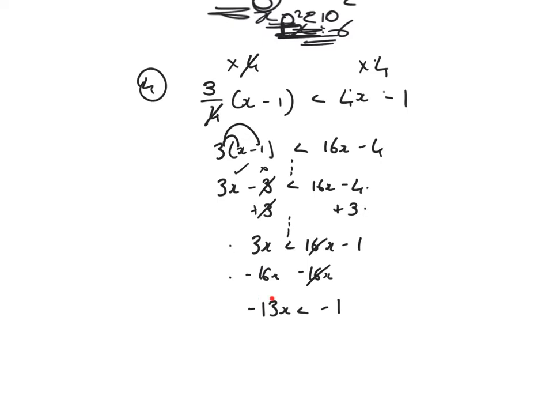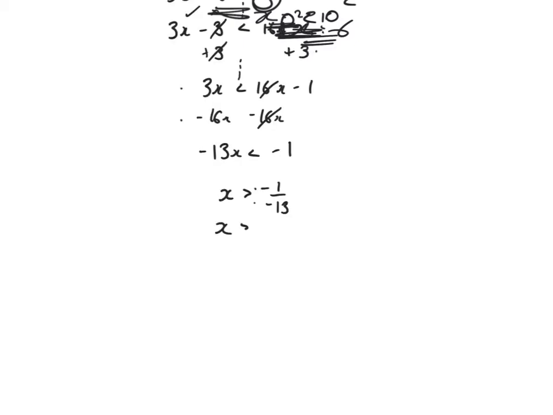I'm now going to do what we did last time, which is divide through by a negative, which means I need to flip the inequality at the point of division. And then the two negatives will cancel out to leave me with x is more than 1 over 13, final answer. Okay, let's try a couple more.